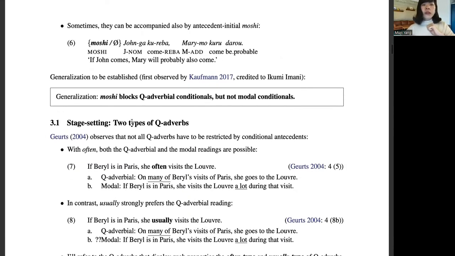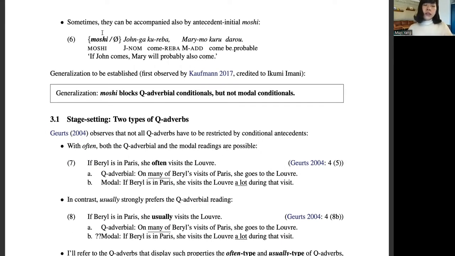At the same time, conditionals can sometimes also be accompanied by the antecedent initial adverb moshi. So in number 6, if you want to say if John comes, Mary will probably also come, it's okay to say moshi John ga kureba, Mary mo kuru daro. Or you can also leave out moshi from this sentence. With and without moshi, the sentences don't really differ in terms of their meanings.